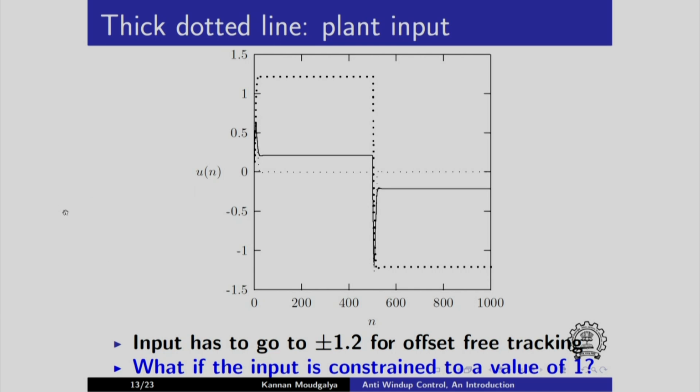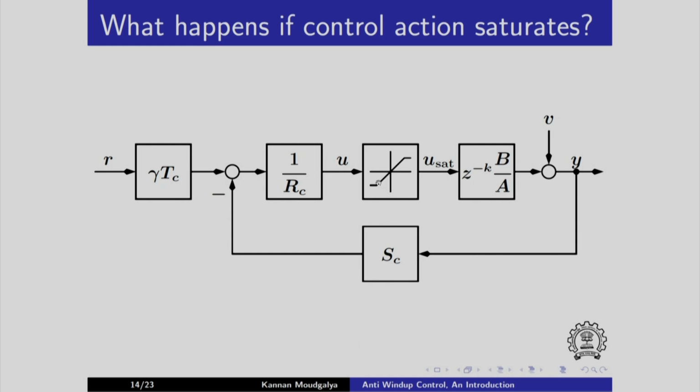What if the input is constrained to a value of 1? Suppose it is not possible for the valve to supply this high input value. Suppose the valve can give only up to plus or minus 1. If the constraint is there, what will happen? That is typically indicated with the help of this saturation block. After some point, it becomes flat. Here is the value given by the controller.